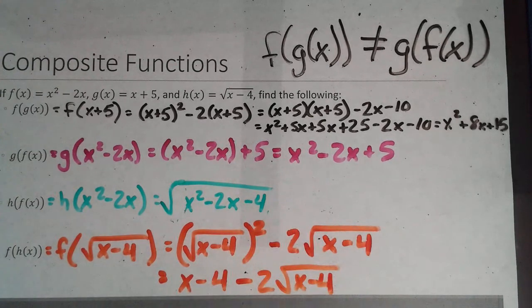I don't have any like terms here because an x has an x, a negative 4 is just a number, and this negative 2 has a radical of x minus 4. Nothing else has a radical of x minus 4. So those are all different terms, and they cannot be combined.